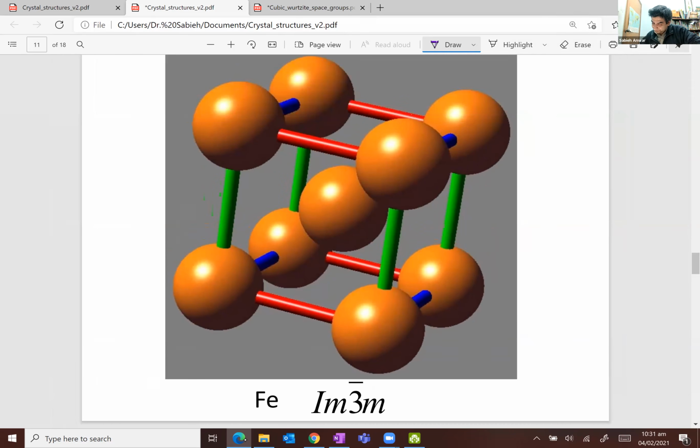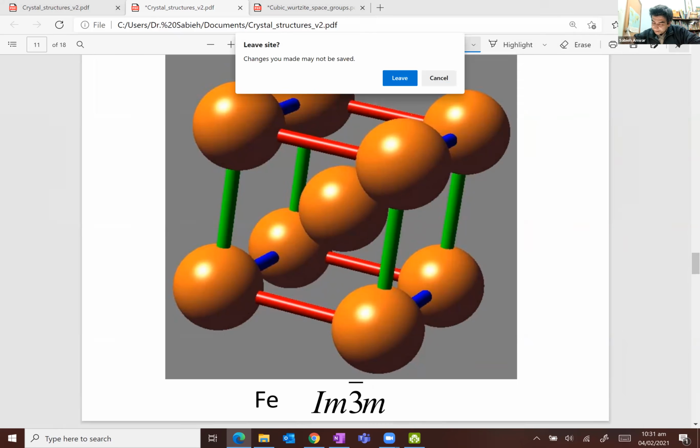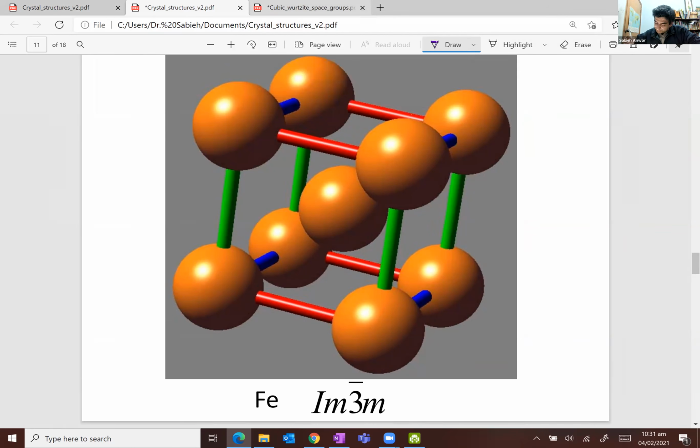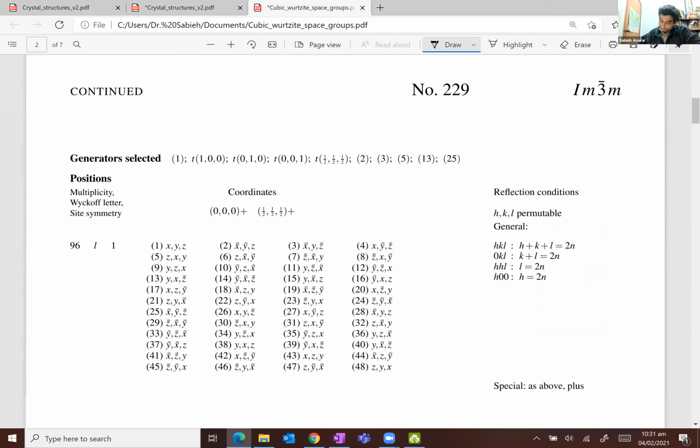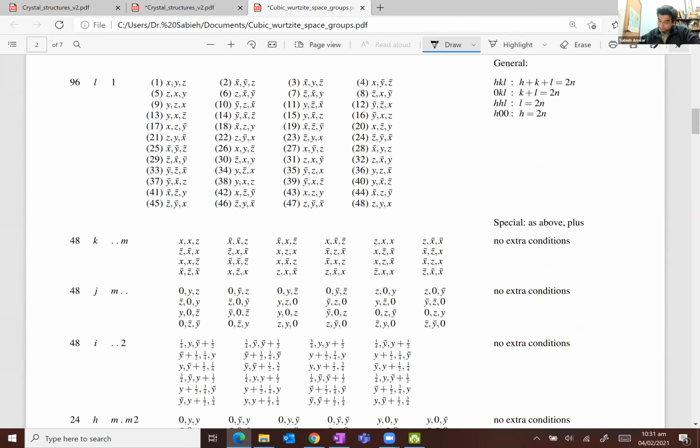Body centered. Body centered. And why is it cubic? How does the notation tell us it's cubic? There is a 3-bar in the second position, a 3-bar along the body diagonal. All right. And if I look at the space group, I M 3-bar M, let's see, okay, here it is. Here is the Wyckoff table.